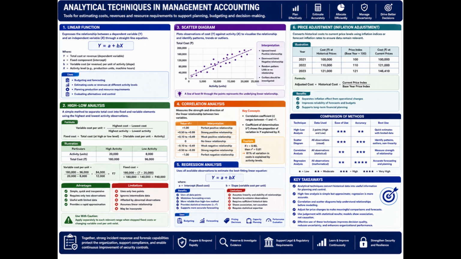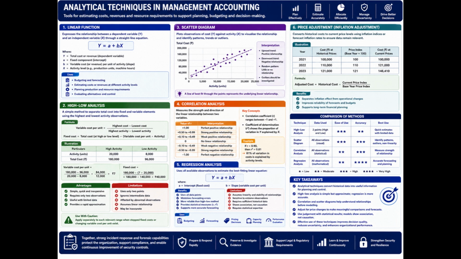High-low analysis may also be applied where costs contain semi-variable components, separating mixed costs into fixed and variable portions. Where stepped fixed costs exist, or the variable cost per unit changes across activity ranges, the analysis should be applied separately to each relevant range to maintain accuracy.